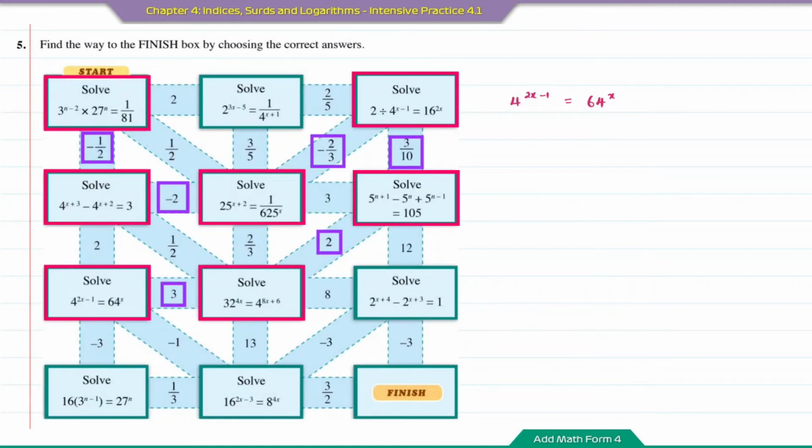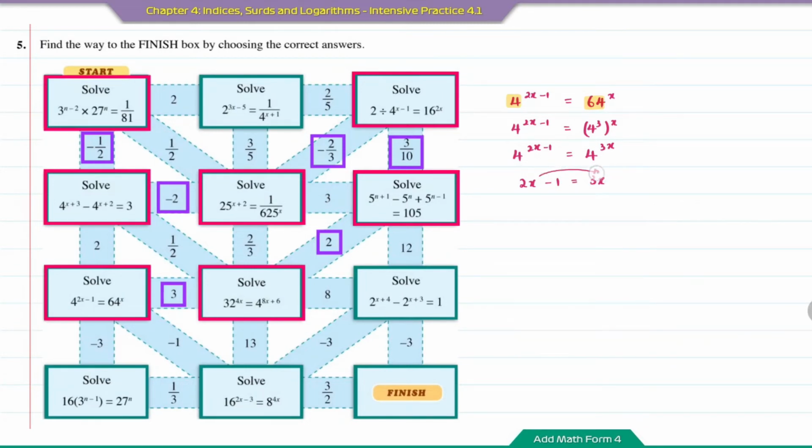To solve for 4 to the power of 2x minus 1 equal to 64 to the power of x. So 4 and 64, we can change it to the number in base 4. So for the left hand side, we're just going to leave it be. So 64 is equal to 4 to the power of 3. Alright, so here 4 to the power of 2x minus 1 is equal to 4 to the power of 3x. So compare the power.